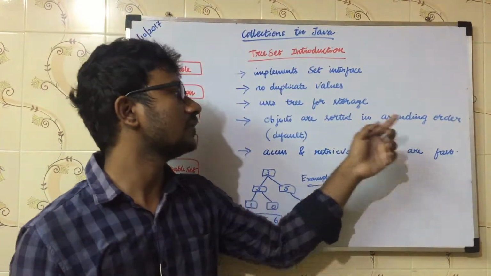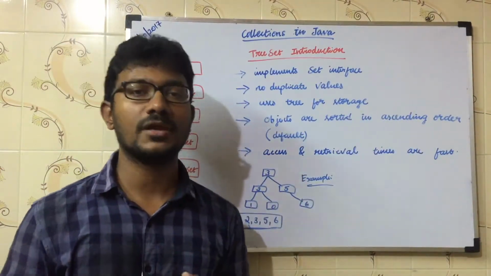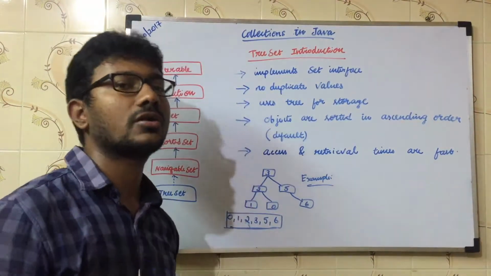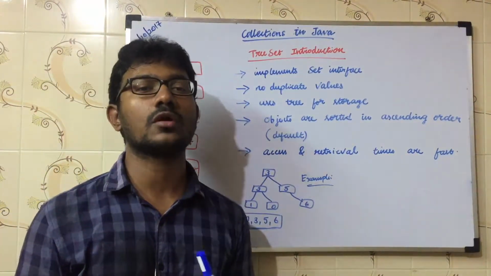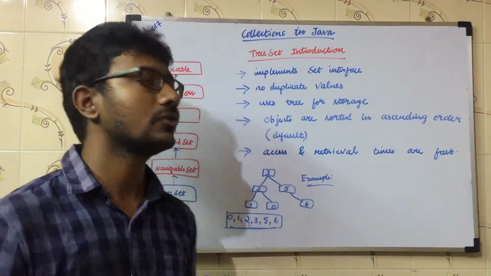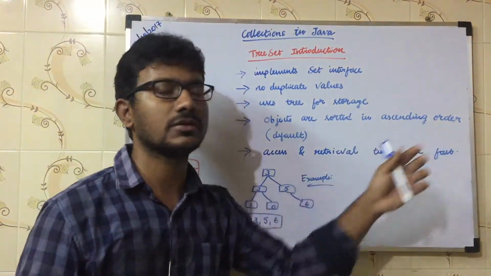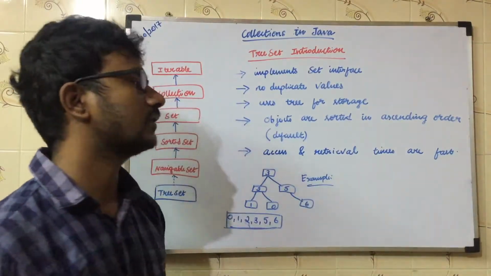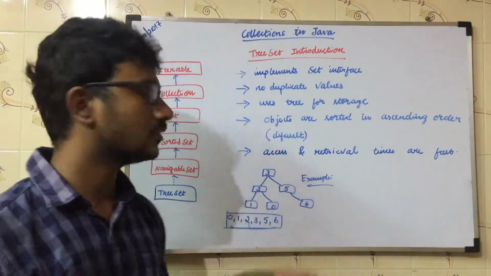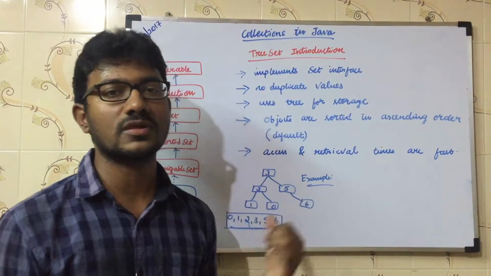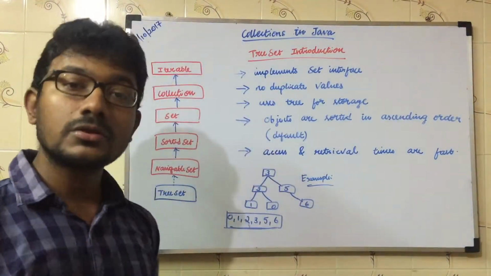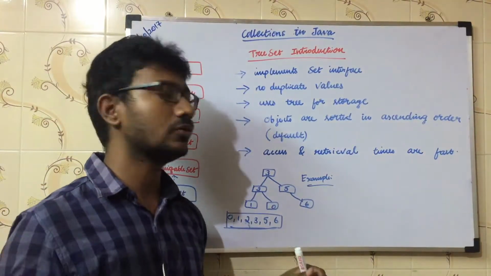You can also customize the sorted order based on your use case. You can also do descending order or a custom sort order. We will see more about those things in the upcoming videos. For now, just consider the default order to be ascending order. And access and retrieval times are very fast. The reason behind that is the data structure; here we are using a tree. That's why the access and retrieval times are faster. We will talk more about those things in the coming videos.